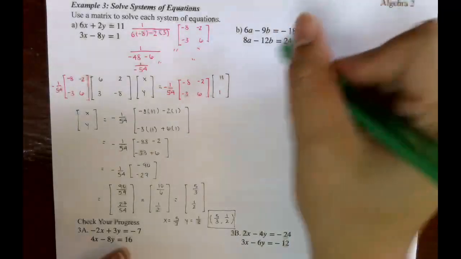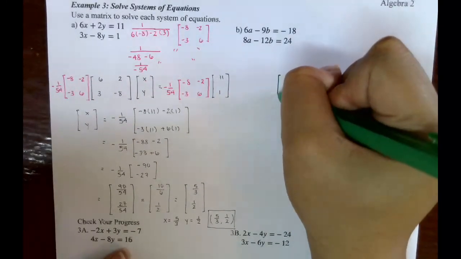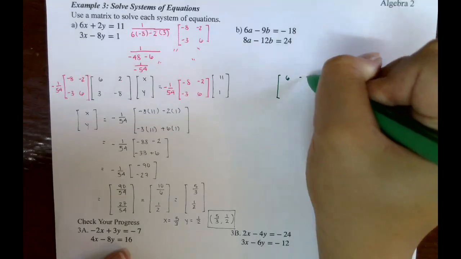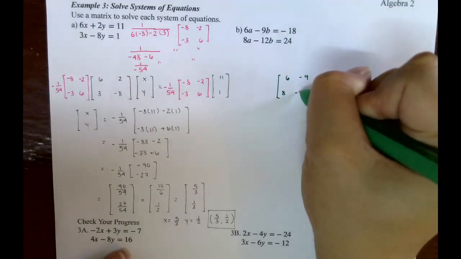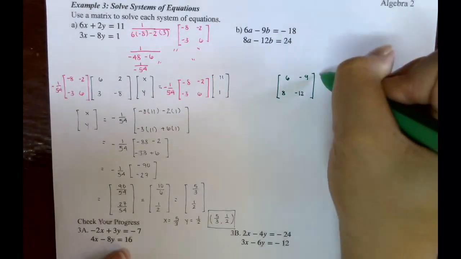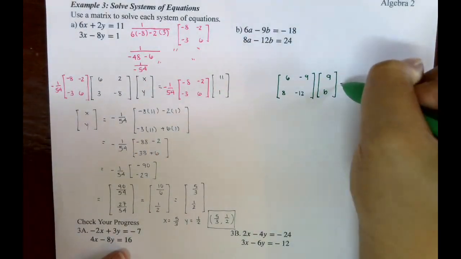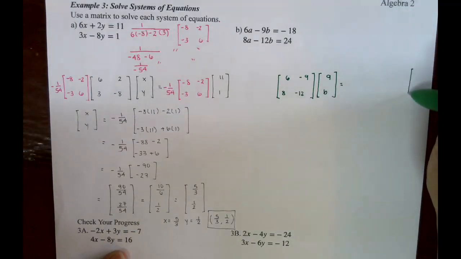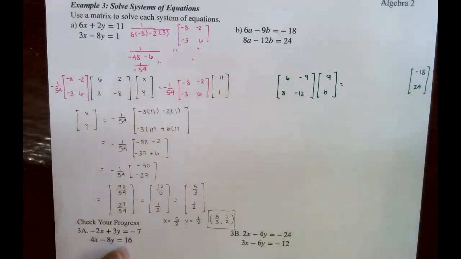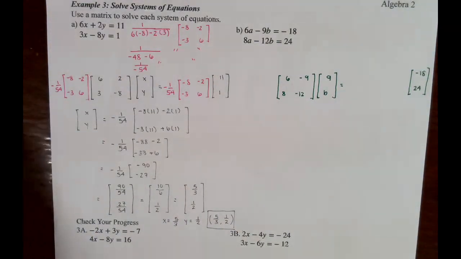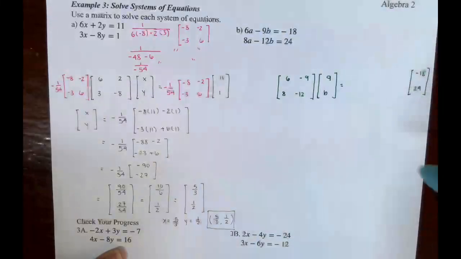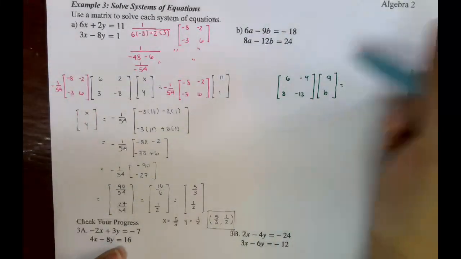Okay. So here is 6, negative 9, 8, negative 12. Okay. Coefficients are A and B. Okay. Constants here are negative 18 and 24. Okay. And then finding the inverse of this, or inverse of this.